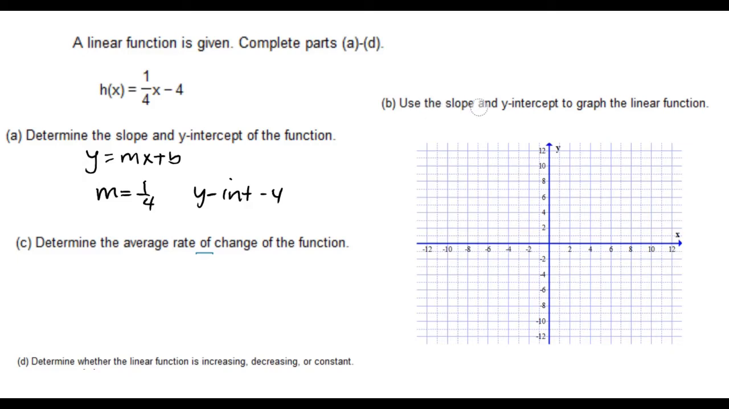Then we're going to use the slope and the y-intercept to graph the linear function. So we have a y-intercept of -4, and the slope is 1/4, so I'm going to rise 1 and run 4, and connect those 2 points with a straight line.